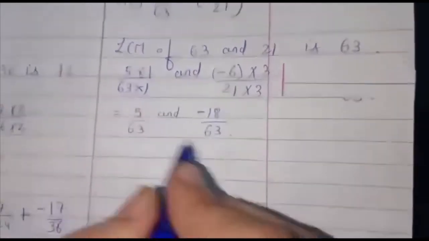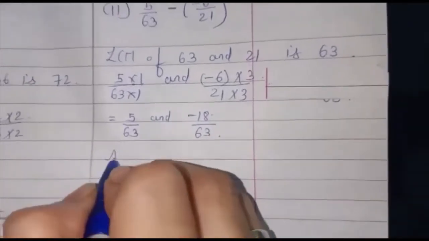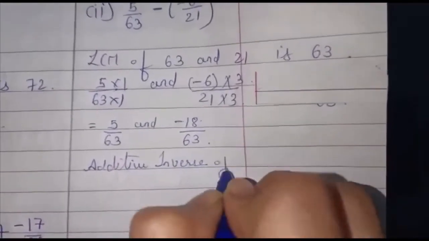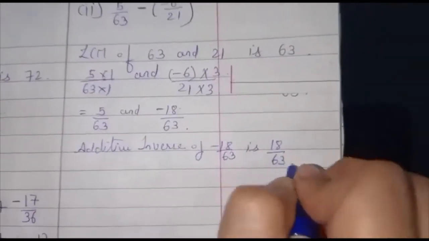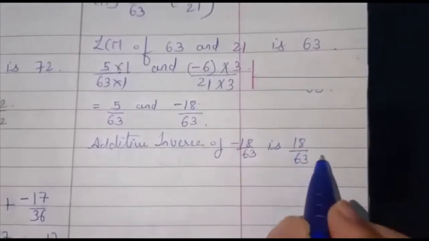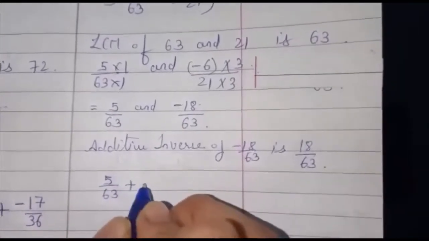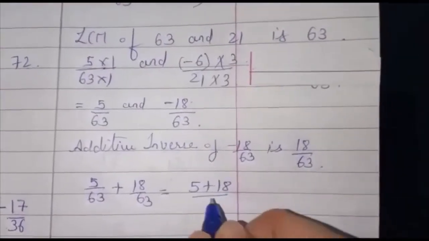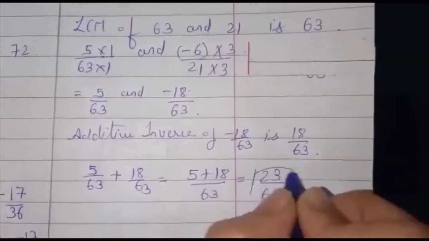And now before subtracting we will do additive inverse of this minus 18 upon 63. So additive inverse of minus 18 upon 63 is 18 upon 63. And now we need to add this, okay, because in subtraction we are adding additive inverse, okay. So 5 upon 63 plus 18 upon 63. Denominators are equal, so 5 plus 18 upon 63. So 5 plus 18, that gives 23 upon 63.